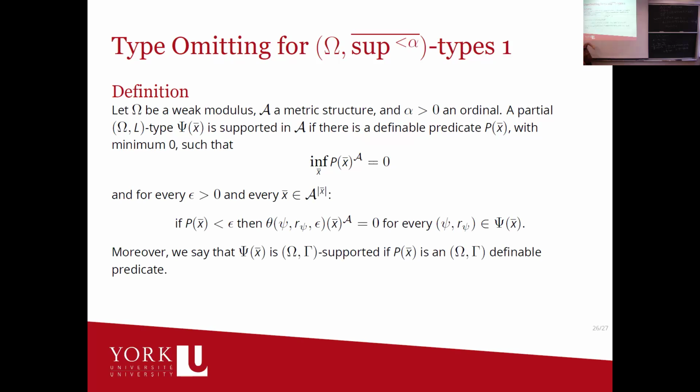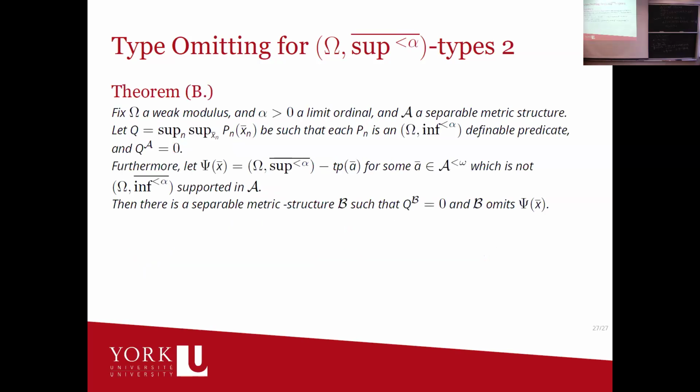So it's kind of like telling you that you're close to the set of realizations of P, but because we don't have compactness, we have to do it formula by formula. So again, supported means there is this one predicate that is sort of capable of telling you are close to realization.